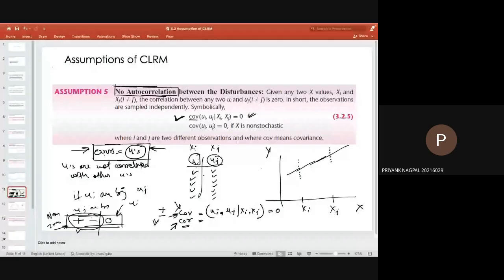And that's what we have written here in notation, that this should be zero. If it is zero, we are fulfilling the assumption that there is no autocorrelation between the disturbances, to be put in notational form like this, right? I think it's clear now. Yes, so you basically want to say that two disturbances should also be independent of each other.